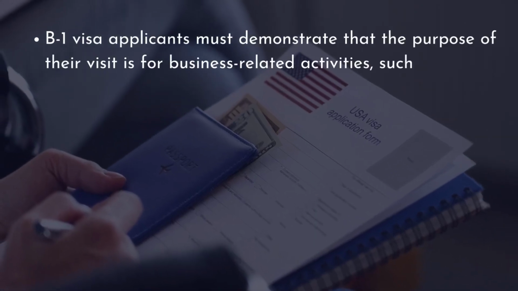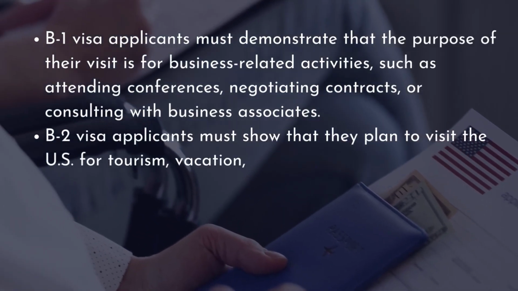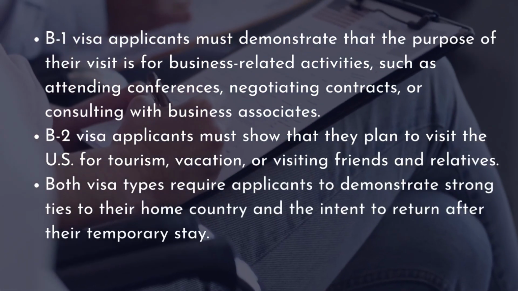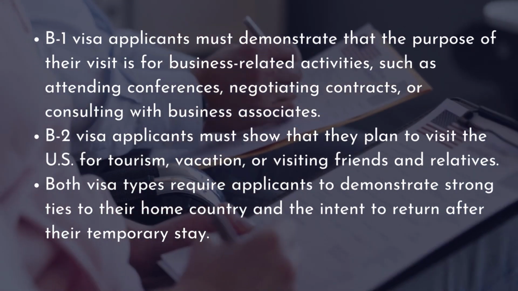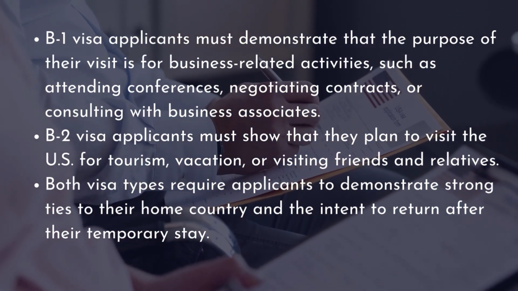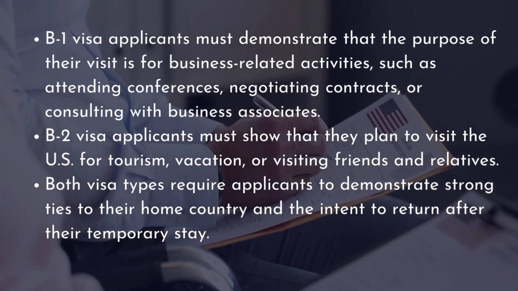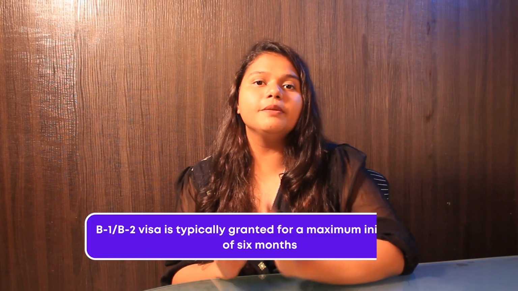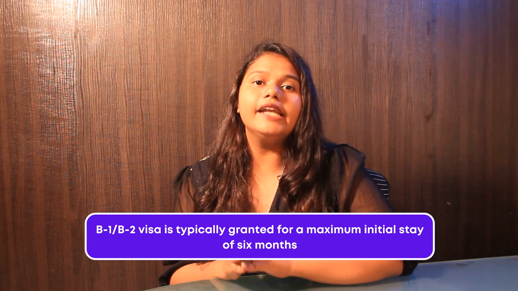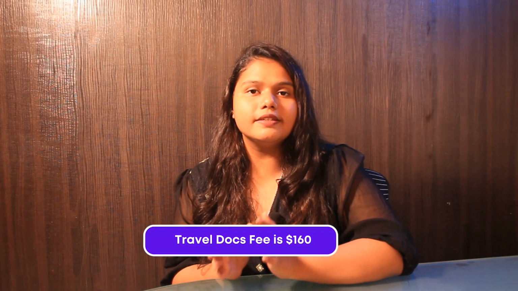Now, let's talk about the eligibility criteria. B1 visa applicants must demonstrate that the purpose of their visit is for business related activities. B2 visa applicants must show that they plan to visit the USA for tourism, vacation, or visiting friends and relatives. Both visa types require applicants to demonstrate strong ties to their home country and the intent of return after their temporary stay. Now let's talk about the duration. The B1 B2 visa is typically granted for a maximum of 6 months and it can be extended in certain circumstances. Now let's talk about the application fee. The application fee for B1 B2 visa is around $160.